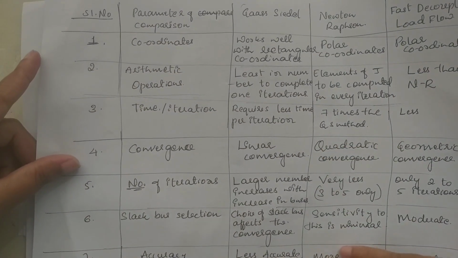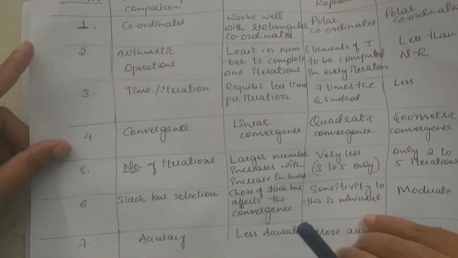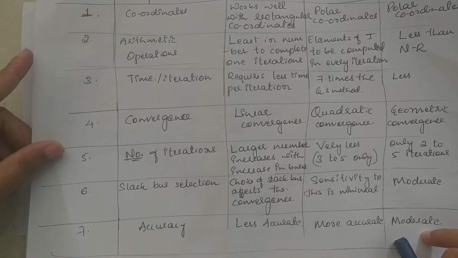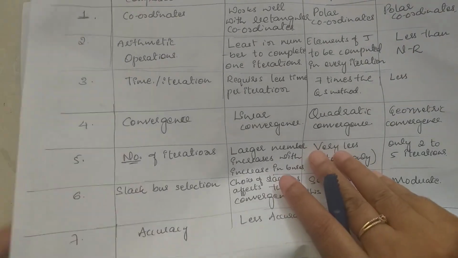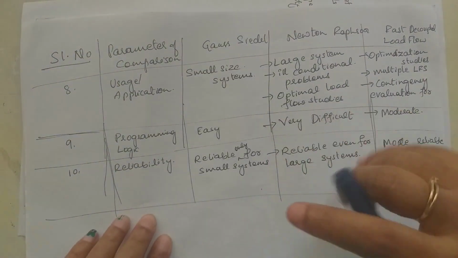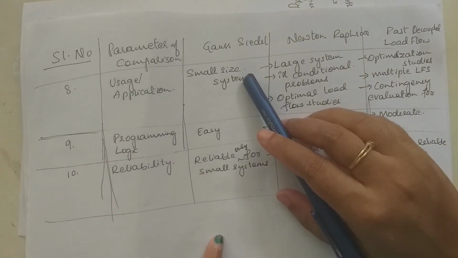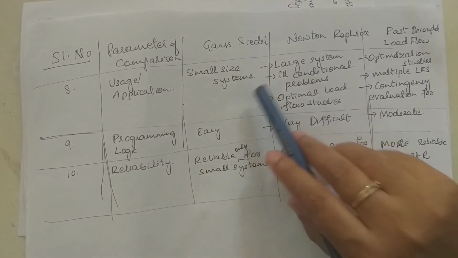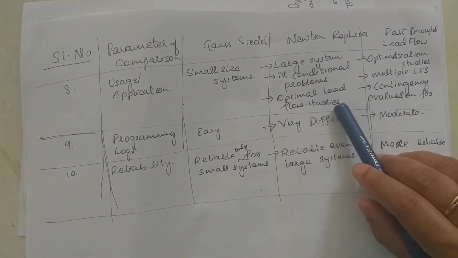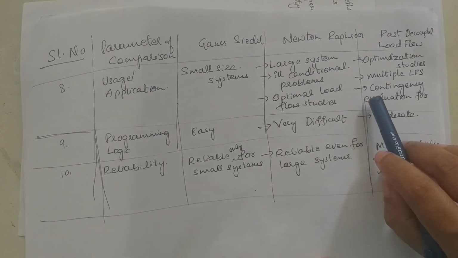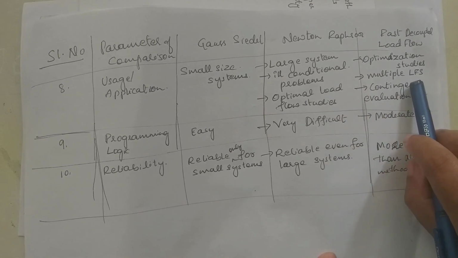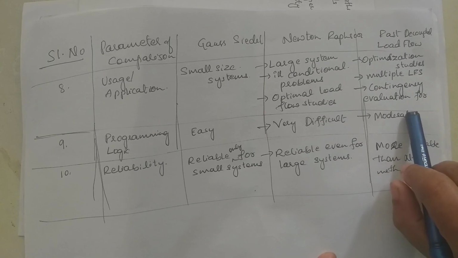If you take accuracy, the Gauss-Seidel method is less accurate, the Newton-Raphson method is more accurate, and the fast decoupled method is moderately accurate. Usage or application: the Gauss-Seidel method is used in small size systems, the Newton-Raphson method is used in large systems, ill-conditioned problems or optimal load flow studies, and the fast decoupled load flow method is used in optimization studies, multiple load flow studies and contingency evaluation.